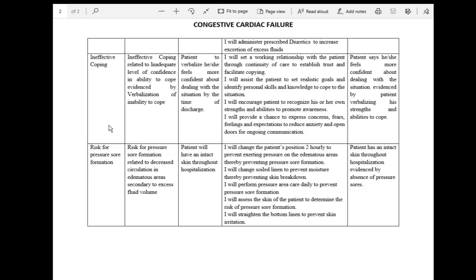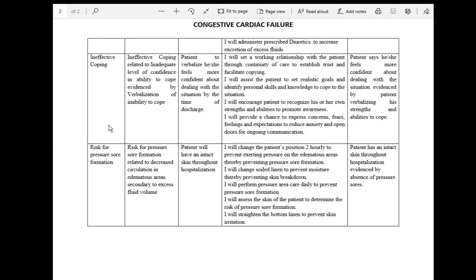Now we go to the goal. What is the expected outcome after we do our nursing interventions? So we want the patient to have an intact skin throughout hospitalization. So we want our patient to have an intact skin. So how are we going to achieve that? How are we going to maintain an intact skin for the patient?